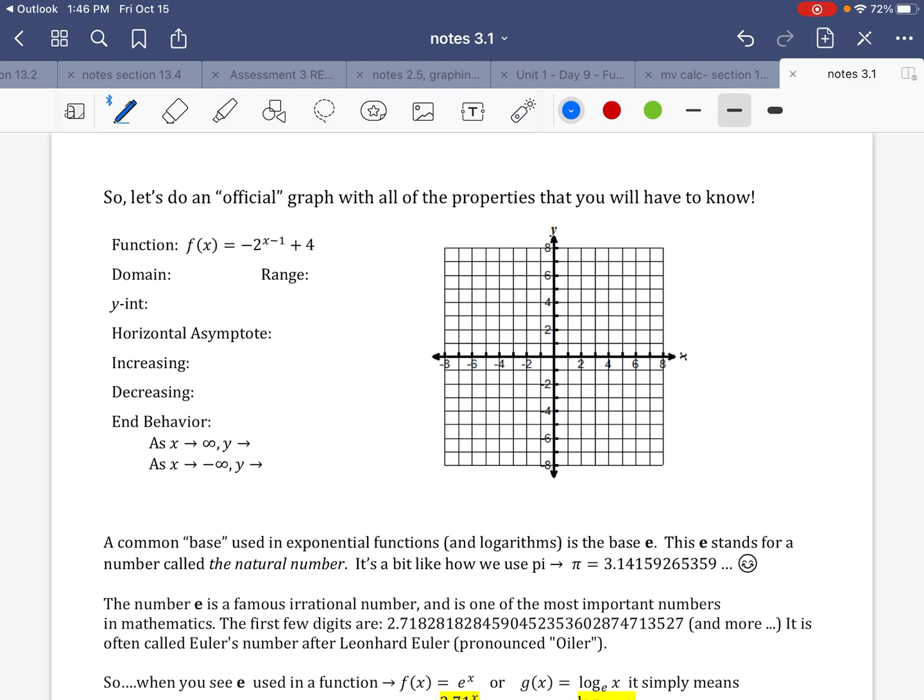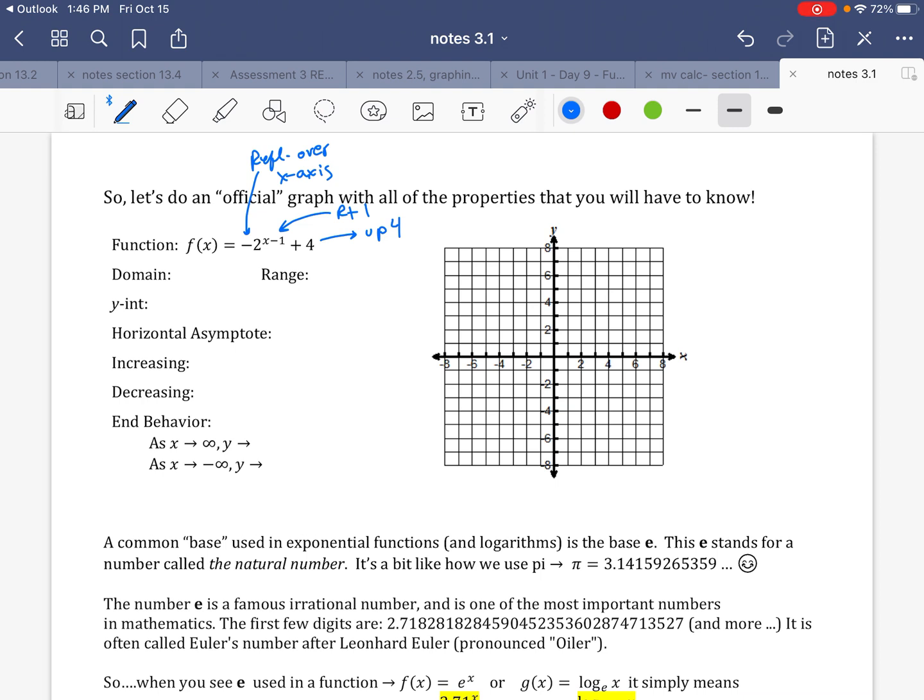All right, let's see all of our changes here. I have a negative sign, right? That's going to be a reflection over the x-axis. This minus 1, so I'm going to move to the right 1, and this plus 4 moves me up 4. So first of all, know your transformations. Okay, so let's make a graph here.